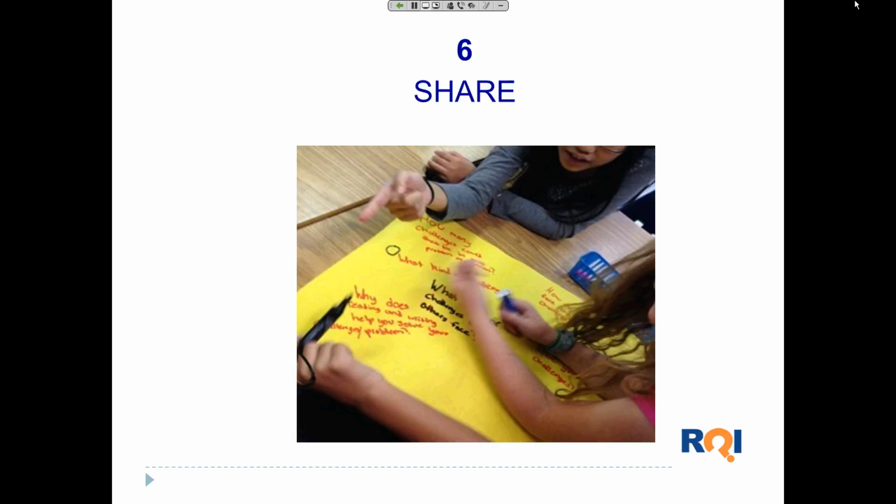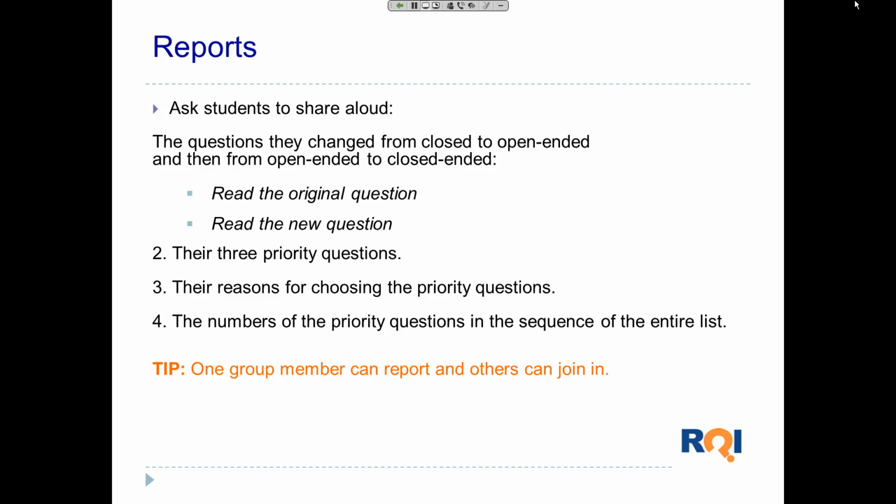And so now they share out, first of all, the 2 questions that they modified, their open-ended question and their close-ended question. So tell us what the original question was, tell us what the new question is. They share out their 3 priority questions and their reasoning for prioritizing them. And then if there is a sequence, and sometimes there isn't a sequence to the questions within the group, share that though if there is a sequence.